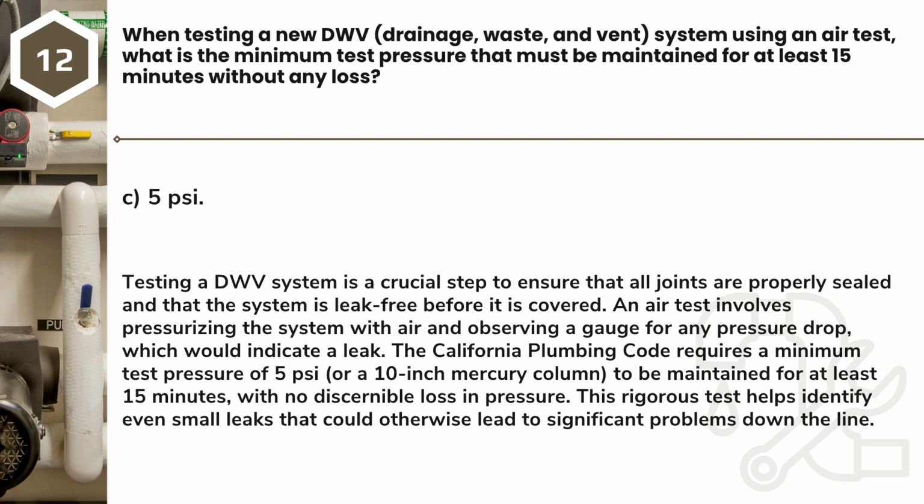Answer: C. 5 psi. Testing a DWV system is a crucial step to ensure that all joints are properly sealed and that the system is leak-free before it is covered. An air test involves pressurizing the system with air and observing a gauge for any pressure drop, which would indicate a leak. The California Plumbing Code requires a minimum test pressure of 5 psi, or a 10-inch mercury column, to be maintained for at least 15 minutes, with no discernible loss in pressure. This rigorous test helps identify even small leaks that could otherwise lead to significant problems down the line.